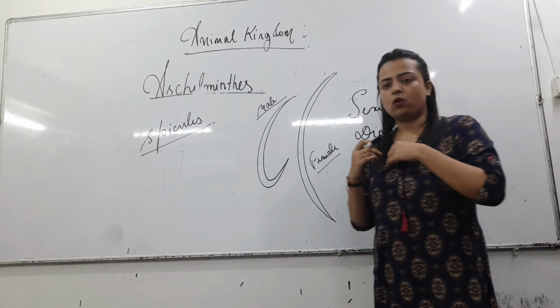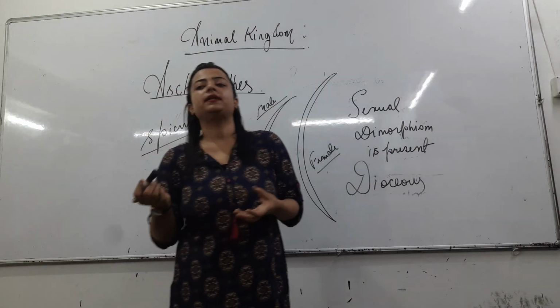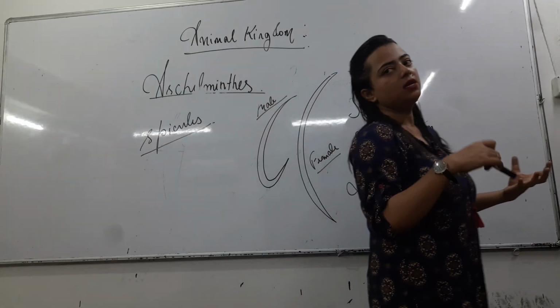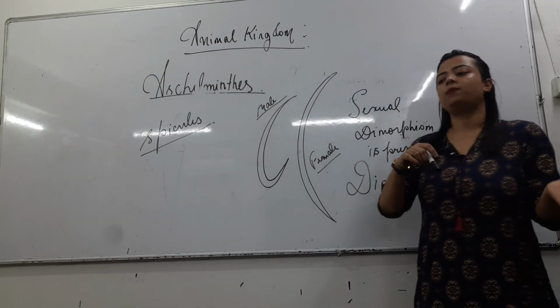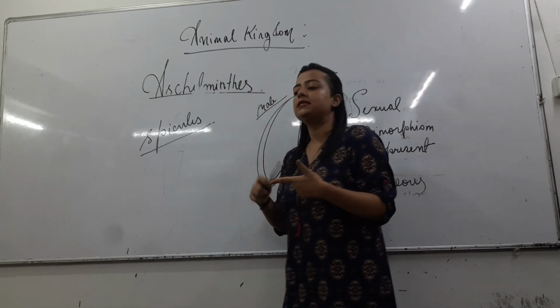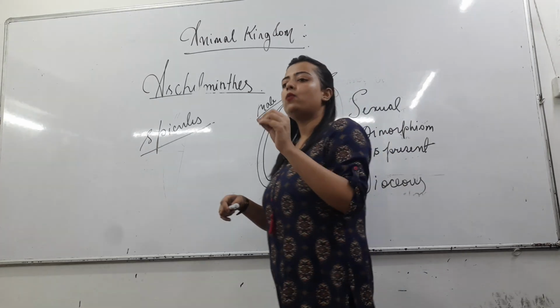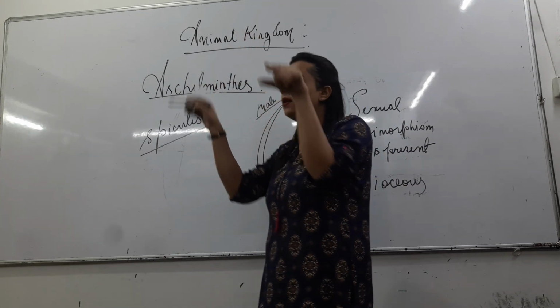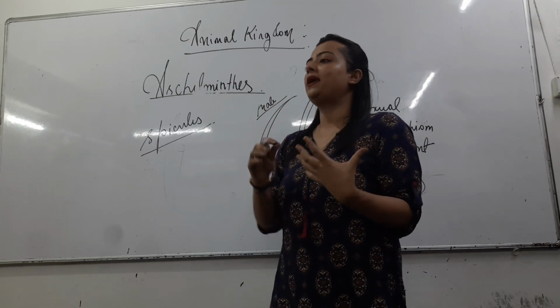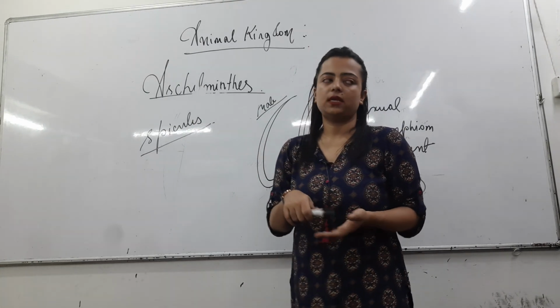Development is direct or indirect. Sometimes the development might have some larval stages and sometimes they might not. If a larval stage is present, development is indirect; if not, development is direct. And fertilization is internal, that means it happens inside the body of the organism, and when the zygote develops, it has a thick wall around it to protect it from any external extreme conditions. Done? Next point.